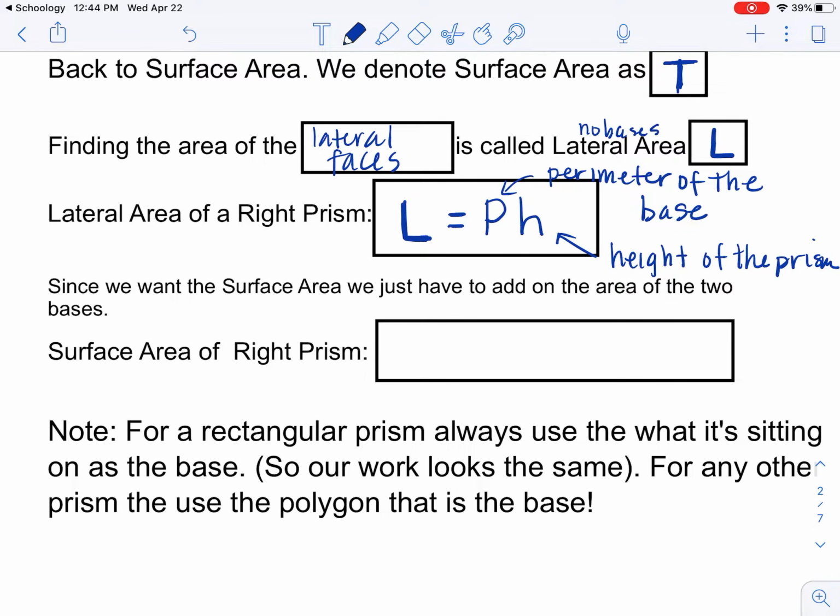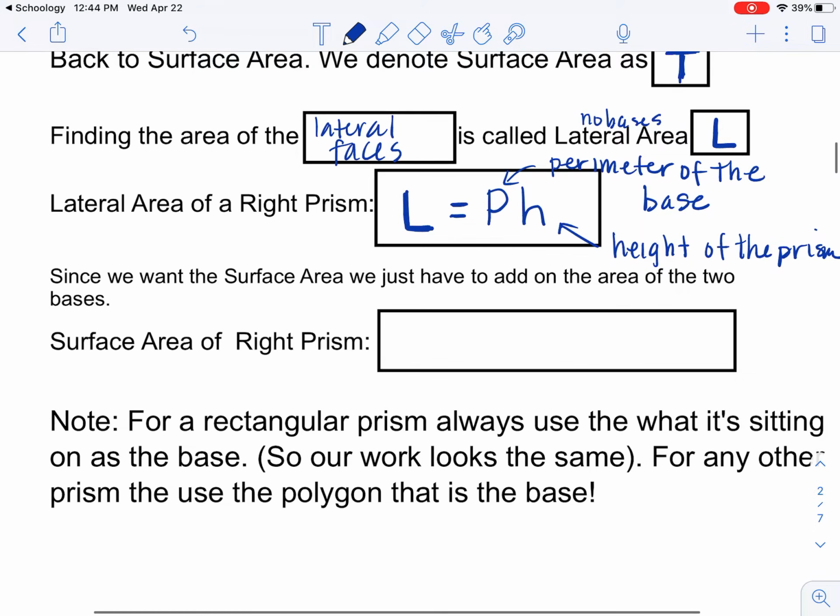Okay, so that's for just the lateral area. Now, if you want the surface area, you have to add the two bases, the top and the bottom, to it. So the formula for surface area is capital letter T is equal to the lateral area, which is perimeter times height, plus, and then there's two bases.